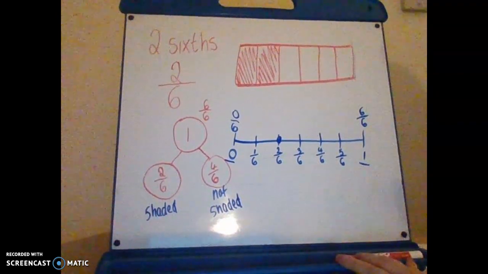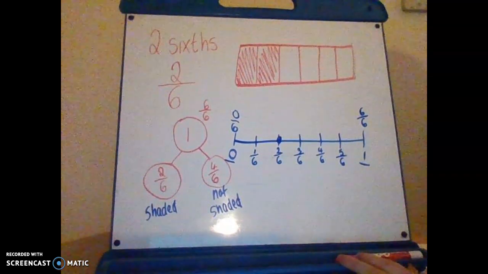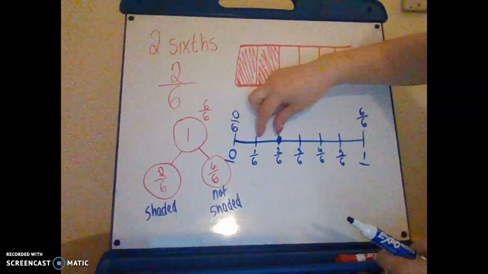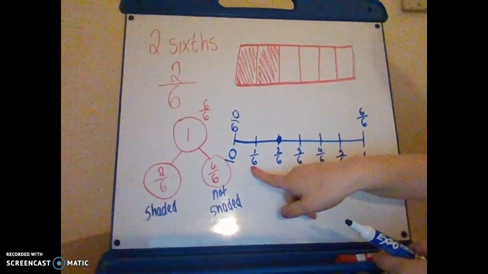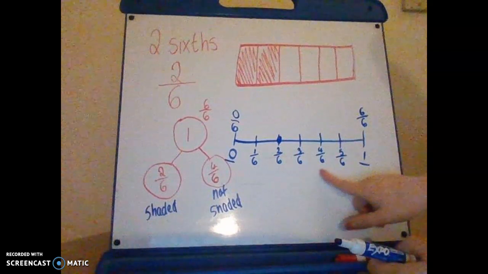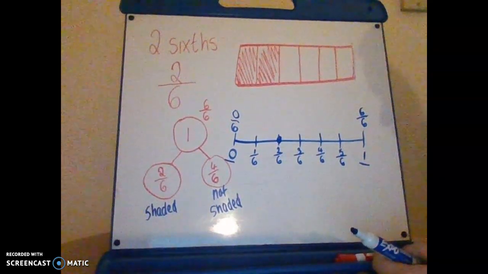That was our I can statement. 0 is the same as 0/6. One whole is the same as 6/6. You need 6 equal parts: 1, 2, 3, 4, 5, 6 equal parts. Each part represents a sixth. So 1/6, 2/6, 3/6, 4/6, 5/6, 6/6, which is the same as 1 whole.